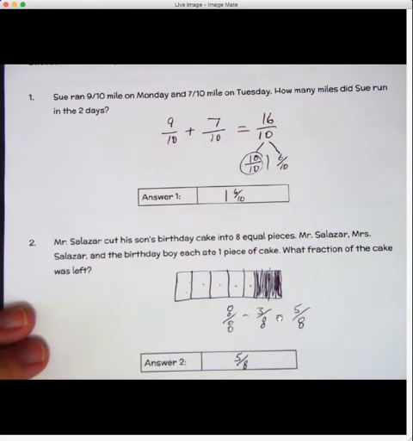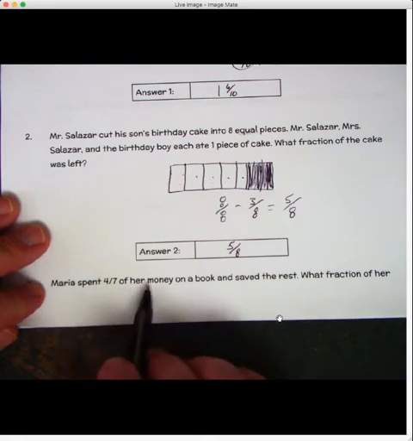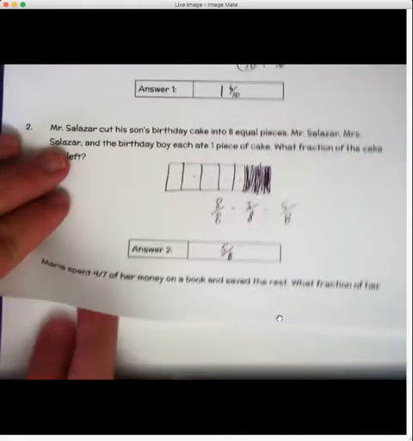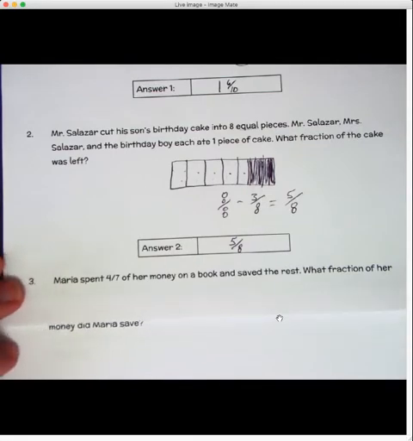Okay. Next question. Maria spent 4/7 of her money on a book and saved the rest. Now, who's going to talk like that anyway? Who's going to say, I spent 4/7 of my money today? Anyway, this is what this word problem says. She spent 4/7 of her money on a book and saved the rest. What fraction of money did Maria save?